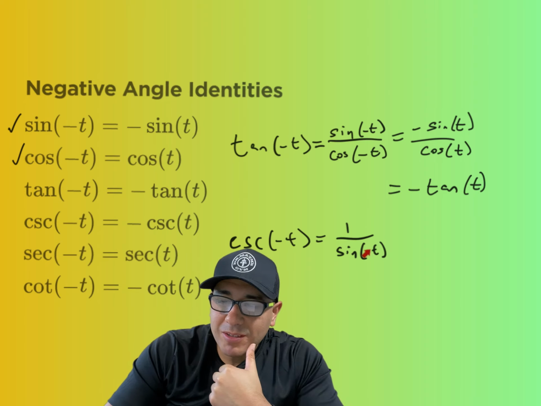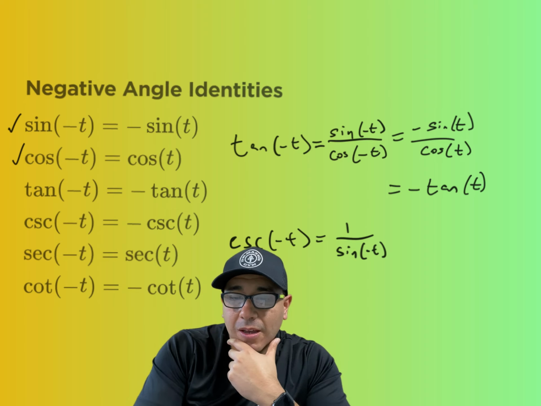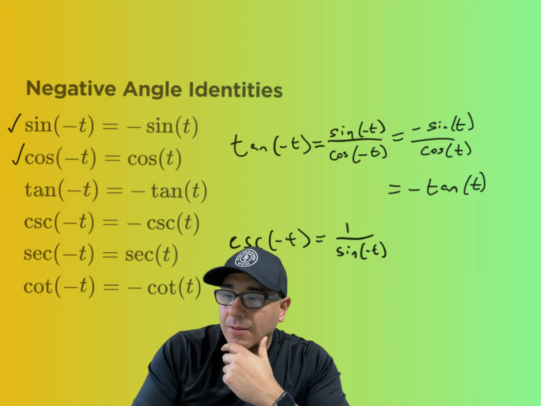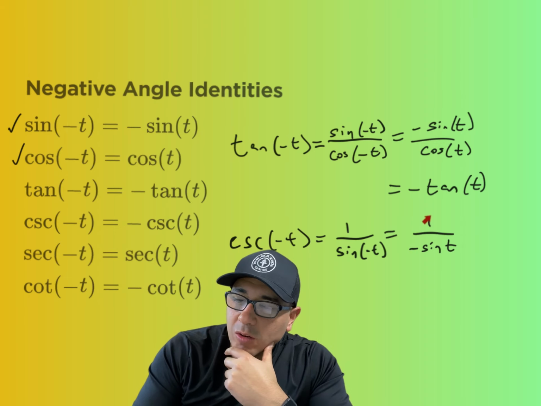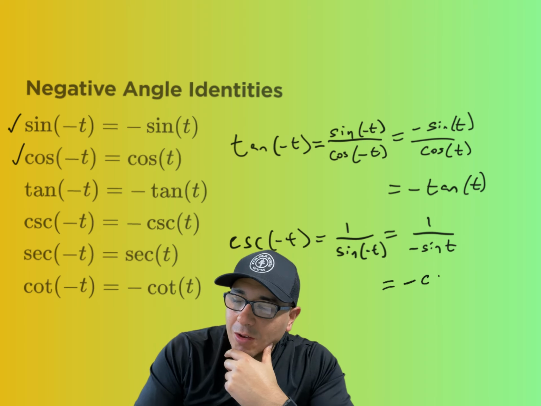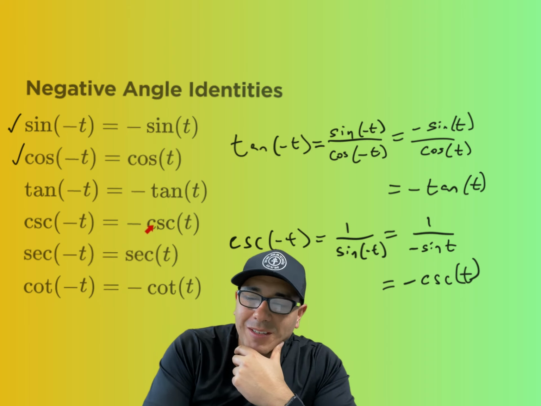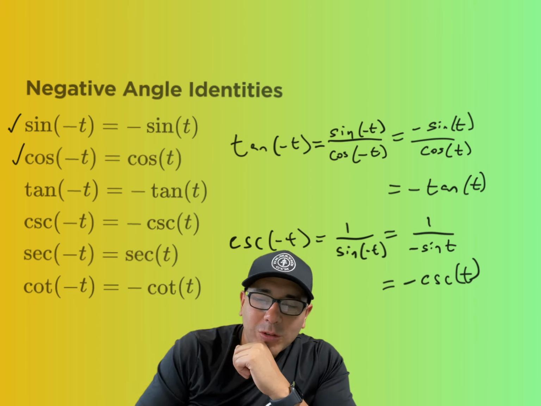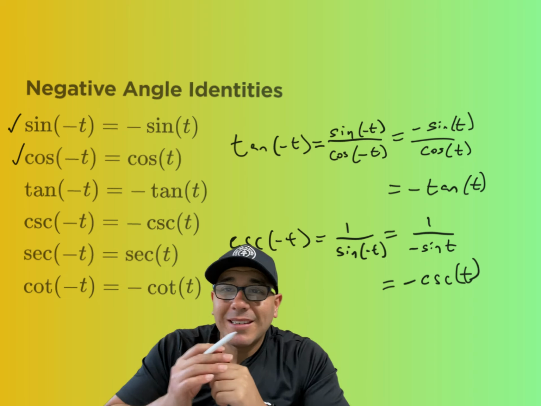And what do we know about sine of negative t? This is one of the two things we set to memorize. That's just negative sine of t. So let's write that out. So this is 1 over negative sine of t, and as a result we know 1 divided by sine is cosecant, and then you're going to have that negative out in front. So this is just negative cosecant of t. Boom. And that's exactly what we expected. So again, all we're using is our known two facts, and we're going to get the rest of these identities here.